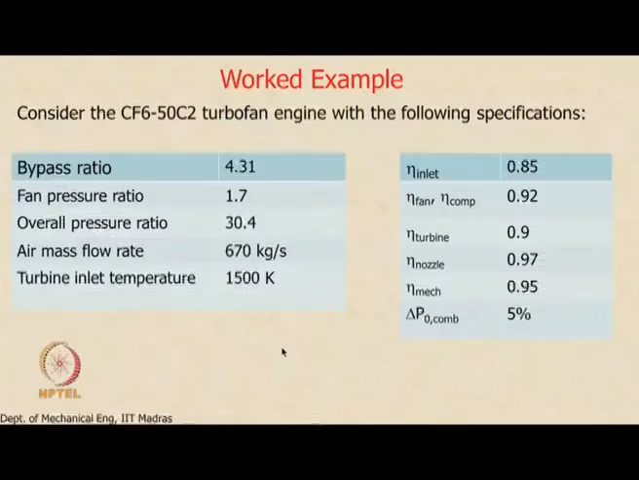The properties, as we listed earlier, also need to be given. We have already discussed that. For air we will use a certain value for gamma and Cp, and for the combustion gases we will use a certain value for gamma and Cp. I will let you write down these numbers, then we will go to the next slide where the property values are given. Here the performance metrics and the efficiencies are given.